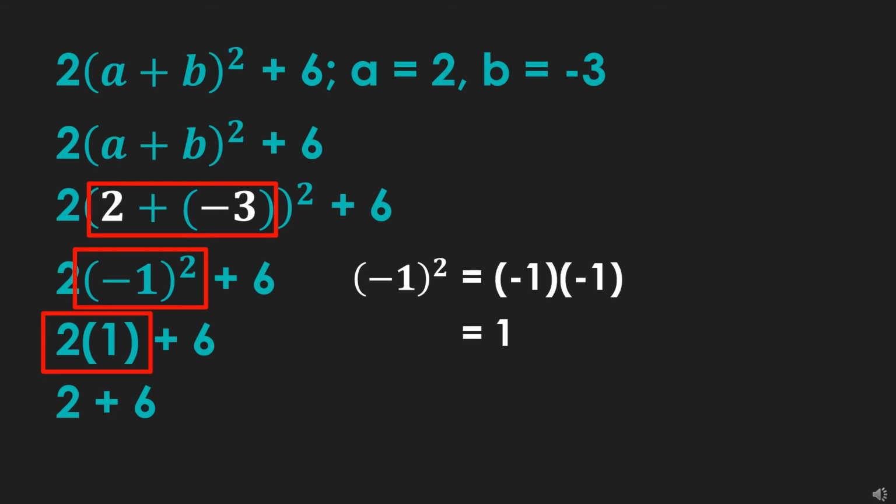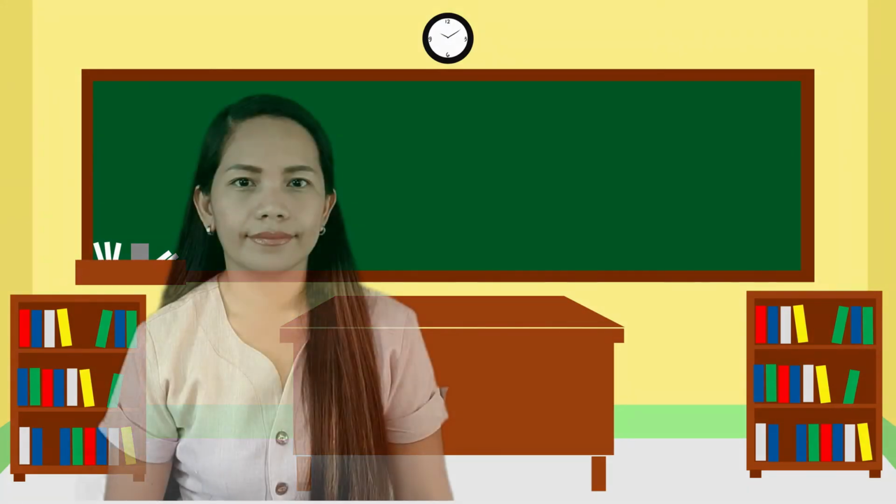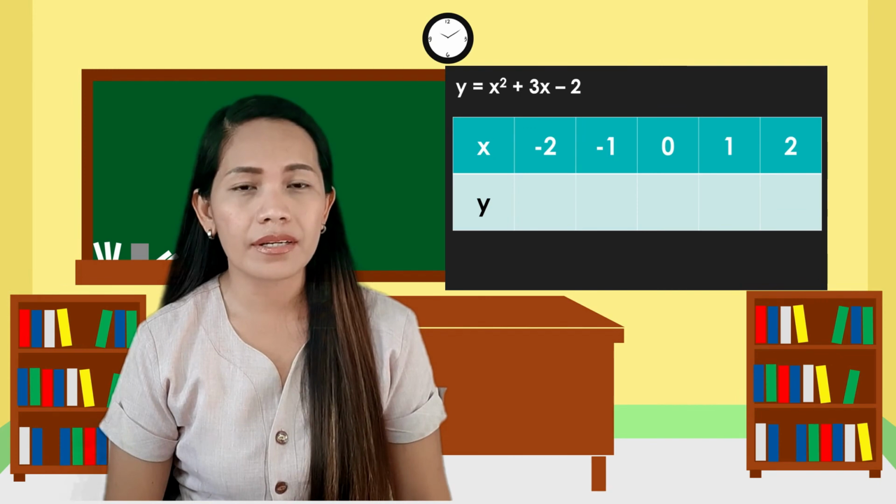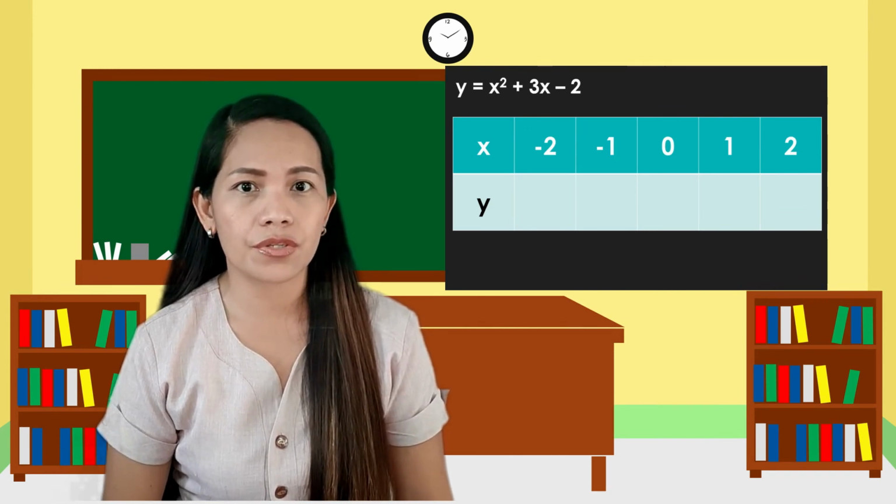And finally, we add 2 and 6 to have an answer of 8. This means then that 2 times the quantity of a plus b squared plus 6 is equals to 8 whenever our a is 2 and b is negative 3. Now let's go back to this given task, in which y is equals to x squared plus bx minus 2.